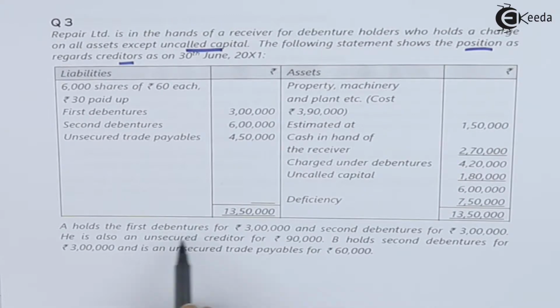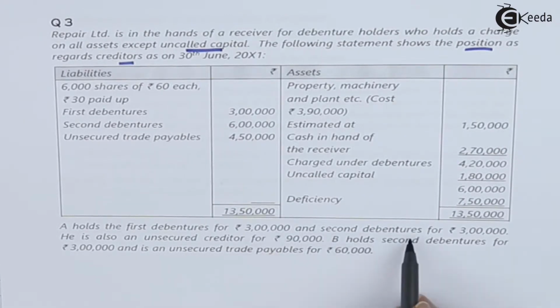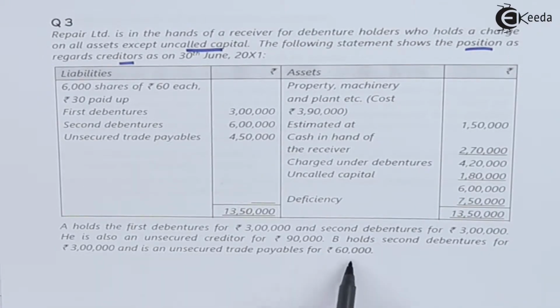A holds first debenture of rupees 3 lakhs and second debenture of rupees 3 lakhs. He is also an unsecured creditor for rupees 90,000. B holds second debenture for rupees 3 lakhs and an unsecured trade payable for rupees 60,000. So they gave you two major parties, A and B. A holds first debenture, second debenture and he is an unsecured creditor. Similarly, B holds second debenture for 3 lakhs and unsecured trade payable amount is rupees 60,000. These are the dues of the respective parties.